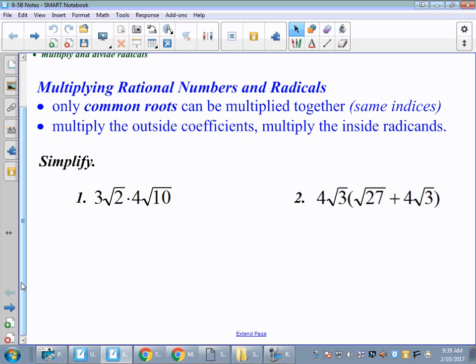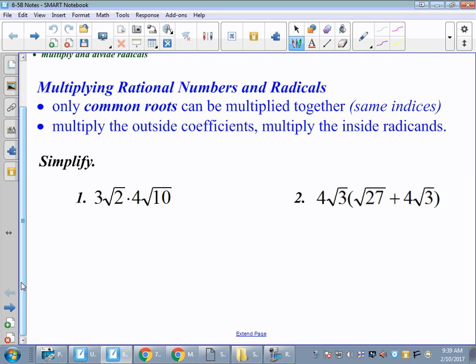So to multiply radicals that have rational numbers with them, if you look at number 1, there's a 3 and a 4 on the outside, and then there's the radicals 2 and 10. You can only multiply common roots. So a square root with another square root, a cube root with another cube root. You can't multiply a square root and a cube root. And so all you do is simply put the like things together. So rational number times rational number and irrational with irrational.